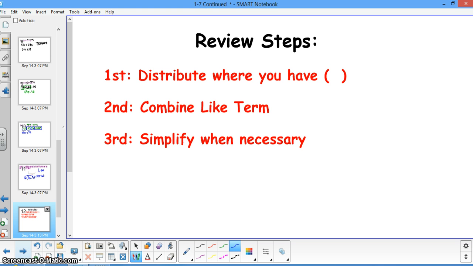So just a couple of review steps. The distributive property first is where you need to actually distribute using and finding the parentheses. Keep in mind you are multiplying when you distribute. From there you are going to combine like terms, anything that has the same variable or if they're both constant, etc. And then the last case is simplify where necessary, and that's after you've combined like terms.